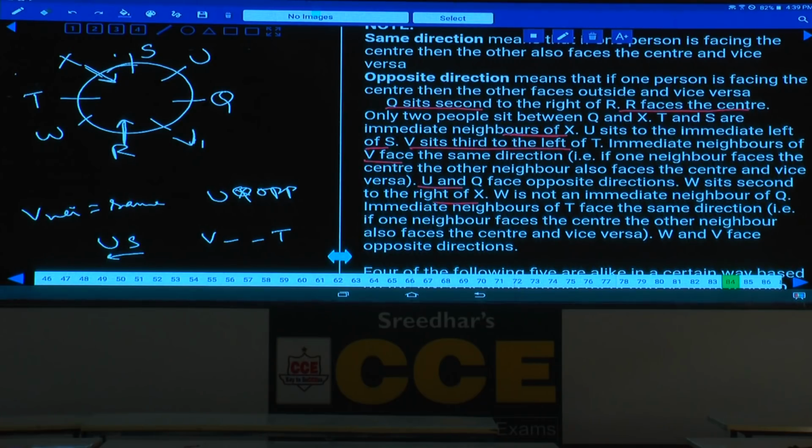Done? Then coming to the directions. U sits to the immediate left of S. As U is to the immediate left of S, S must be facing towards the center.